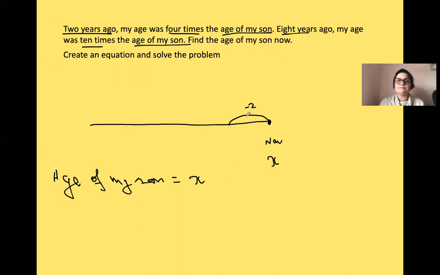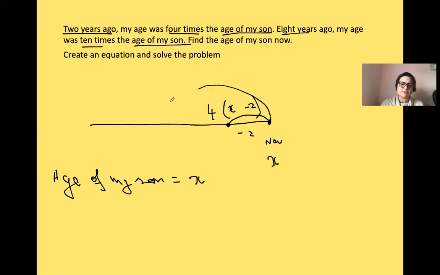And now, 2 years ago, my age was 4 times the age of my son. So 2 years ago, it's going to be X minus 2. This is where I am. So this is how much his age was 2 years ago, X minus 2. And my age is 4 times, so this is me, 4 times X minus 2. See? Right, and this is 2 years less. Okay?